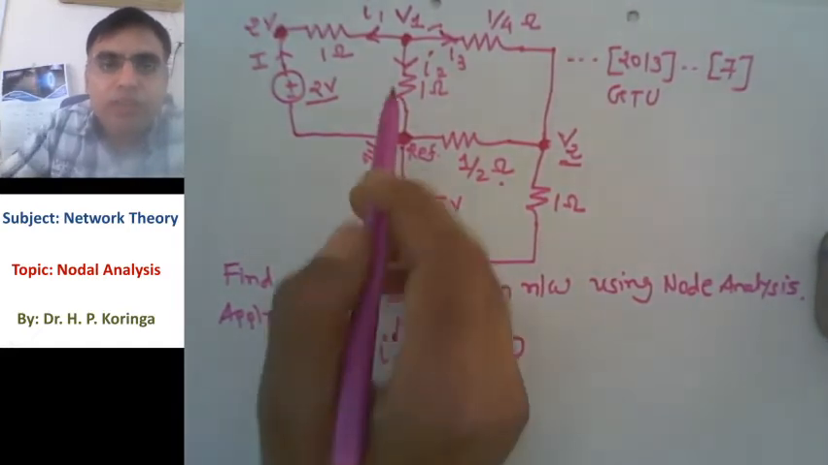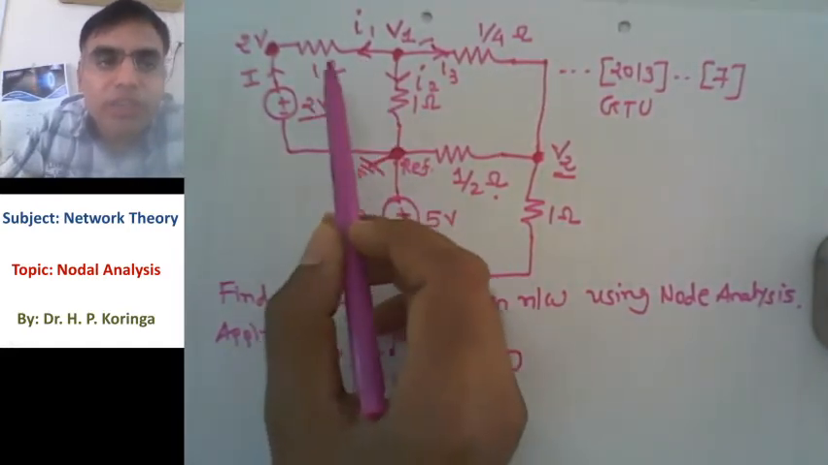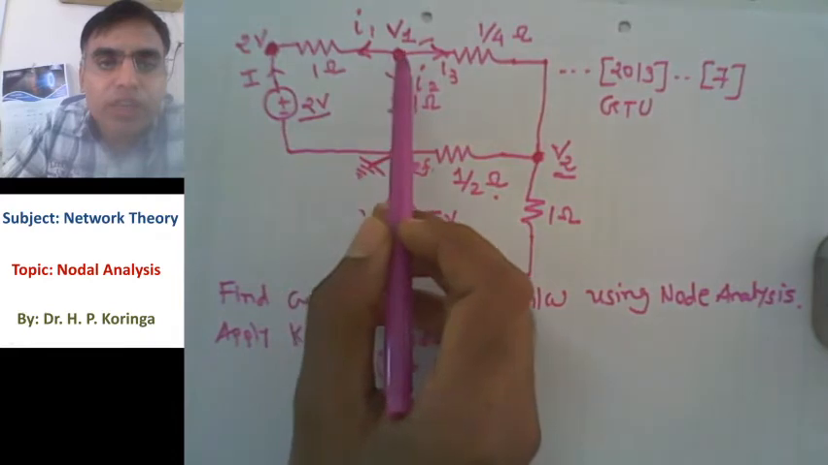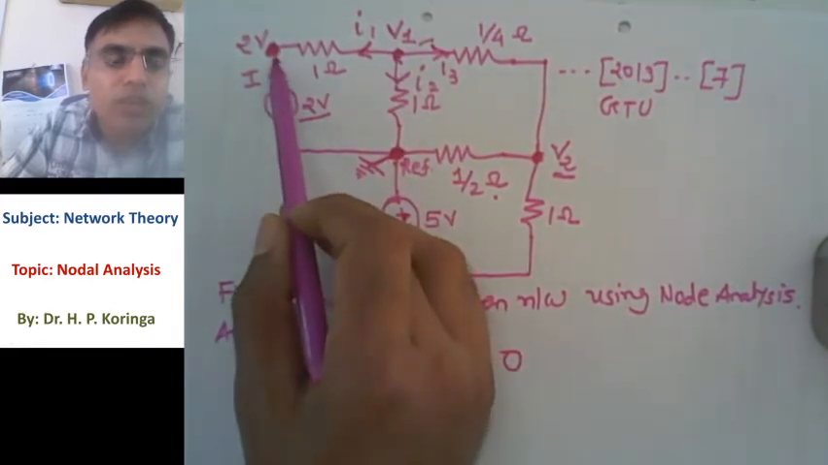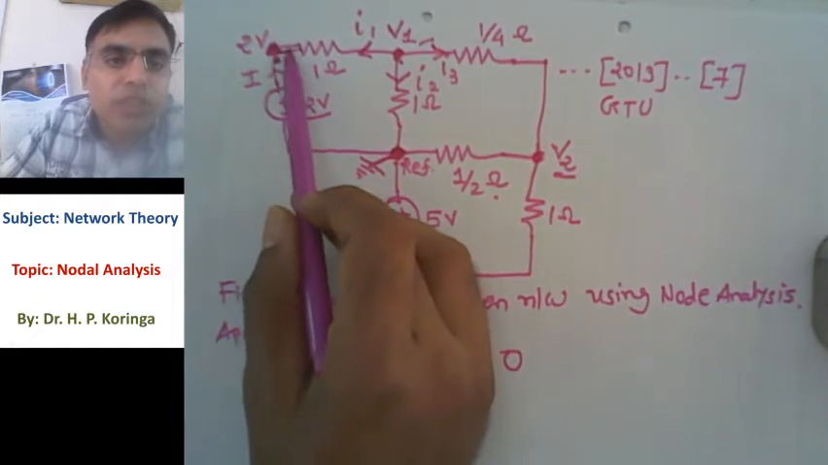So what is I1? I1 is the current passing in this 1 ohm branch, and the current is moving from V1 to this node, whose other terminal node voltage is 2 volt.